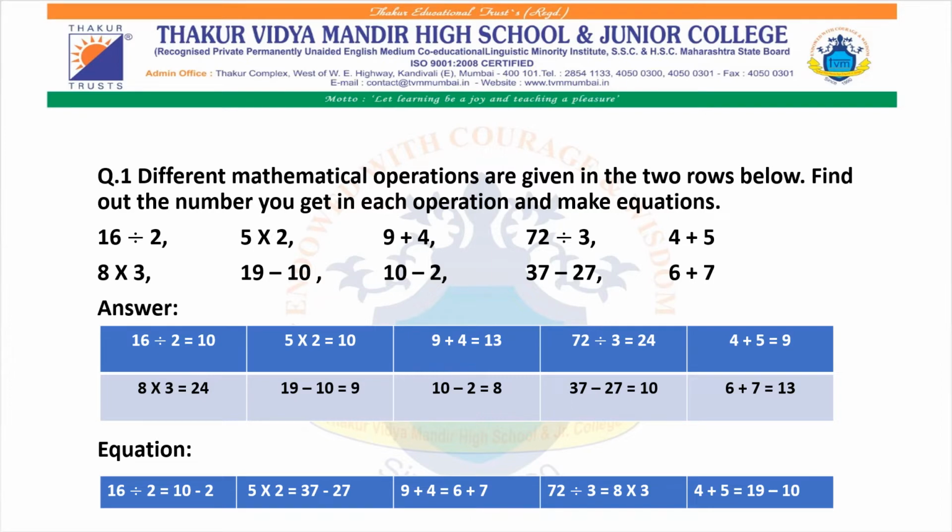So we are going to match the equations now. The solutions which are the same, we are going to write them together. So 16 divided by 2 is equal to 10 minus 2. 5 into 2 is equal to 37 minus 27. 9 plus 4 is equal to 6 plus 7. 72 divided by 3 is equal to 8 into 3. 4 plus 5 is equal to 19 minus 10.